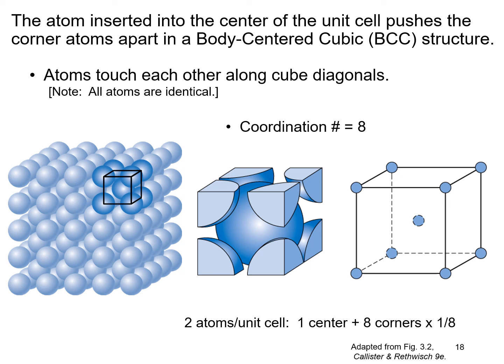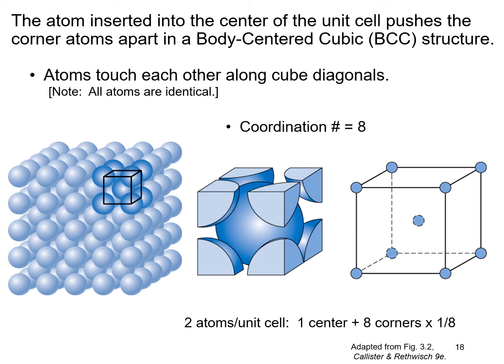Using the same methods that we used for the simple cubic structure, we see that the coordination number for the body-centered cubic is 8 because the 8 corner atoms are the nearest touching neighbors for the center atom. There are now 2 atoms per unit cell because we have the initial 8 1/8 atoms, just like for the simple cubic structure, but now we also have the one additional full atom in the middle.